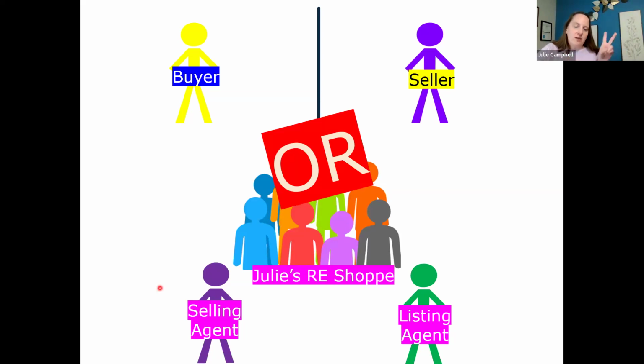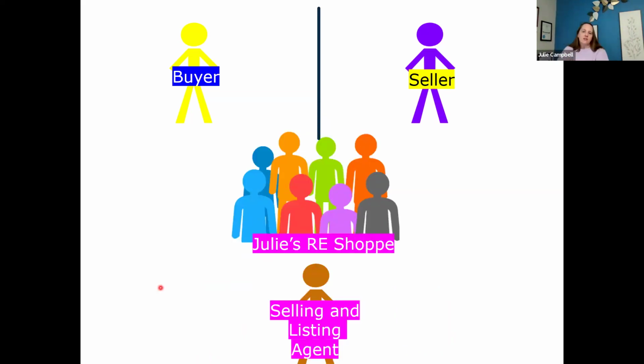So dual agency can be two agents, one working with the seller and one working with the buyer. The question we need to ask ourselves is, did both buyer and seller hire the firm? And if so, did we get their consent to do dual agency? What questions do I have on dual?